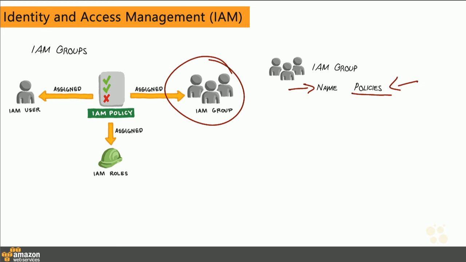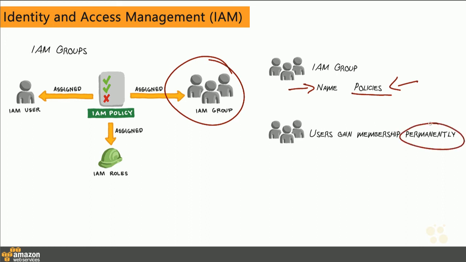A couple of other points about groups. Users gain membership permanently. Now this is to differentiate them from roles, which are temporary. Of course users can always be removed from a group, but once you've put a user into a group, the policies that apply to that group now apply to that user, and they will always apply whenever that user is accessing the system until you remove them. So it's permanent in the sense that you have to physically remove them from that group. And of course, like I've been saying all along, users inherit policies via membership. So you put a user into the group, they inherit those policies. When you remove a user from the group, they lose those policies.